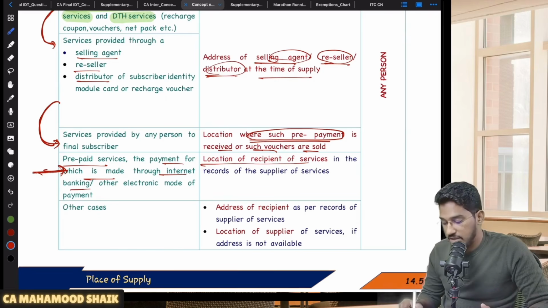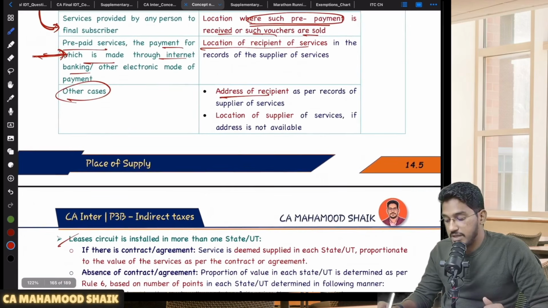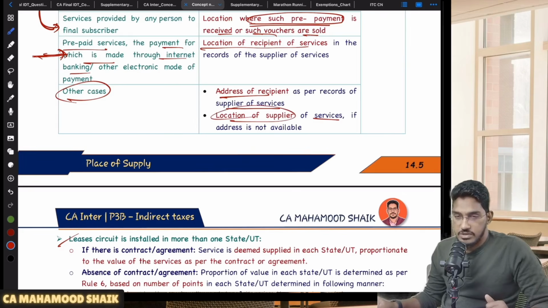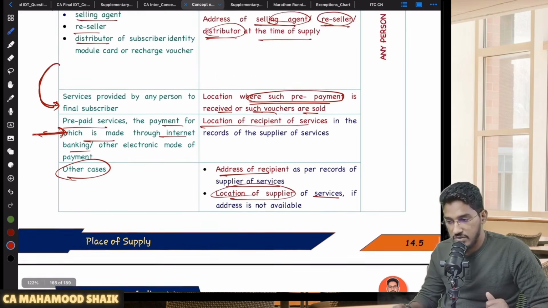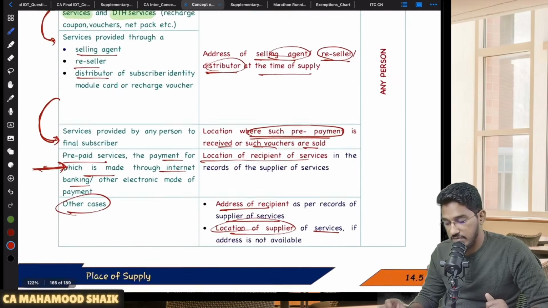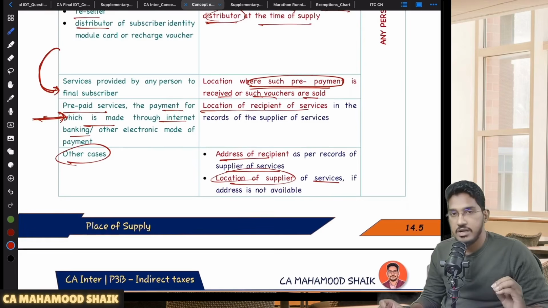Understood? In all other cases, if any other telecommunication services are there which are not specifically covered under any of the above, if the address of the recipient is available, then the location of the recipient. If the address of the recipient is not available, then the location of the supplier will become the place of supply.